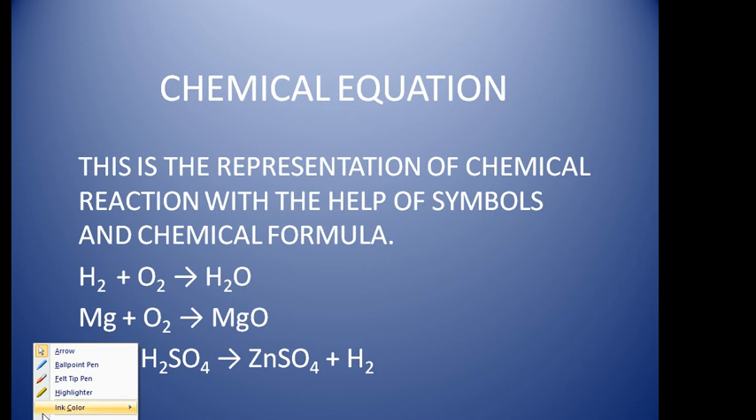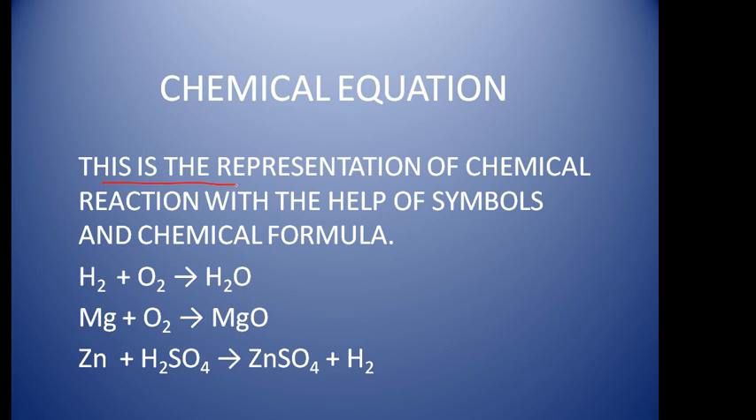What is this symbol and formula? All these you have learned in class 9. You have learned what is symbol and what is chemical formula. The representation of atoms are known as symbols and the representations of the molecules are known as chemical formula. And now the representation of chemical reaction with the help of symbols and chemical formula is known as chemical equation.